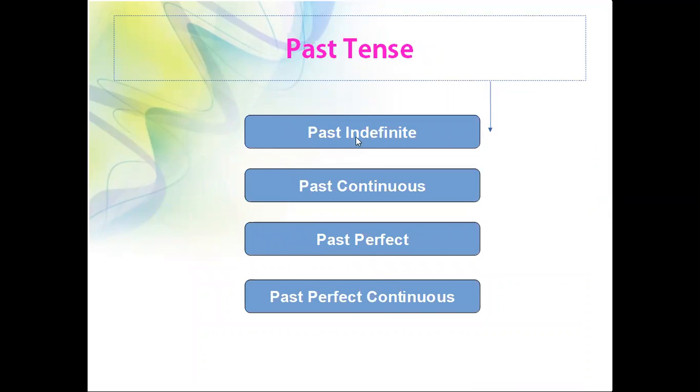What are they? Past indefinite, past continuous, past perfect, and past perfect continuous. Past indefinite is otherwise called simple past. The next one is past continuous, and past perfect continuous can also be called past progressive continuous. We will see them one by one. First we are going to discuss past indefinite, which is nothing but simple past.